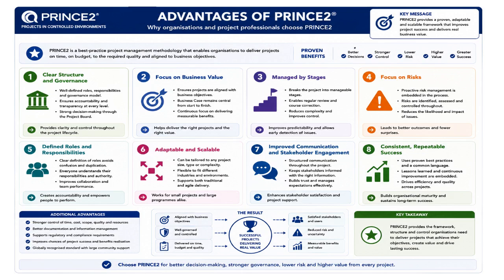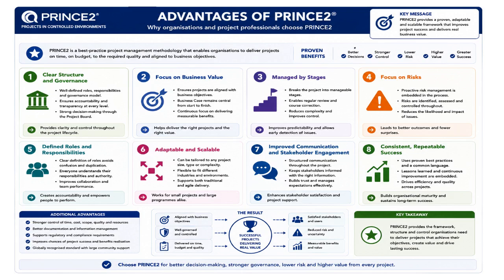The fifth advantage is defined roles and responsibilities. One of the biggest causes of project failure is confusion about accountability. PRINCE2 solves this by clearly defining governance roles, reporting lines, authority levels, and responsibilities. Everyone involved understands their role within the project structure. This improves collaboration, communication, accountability, and team performance.